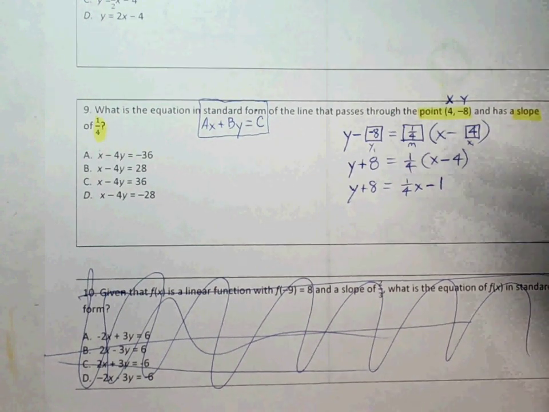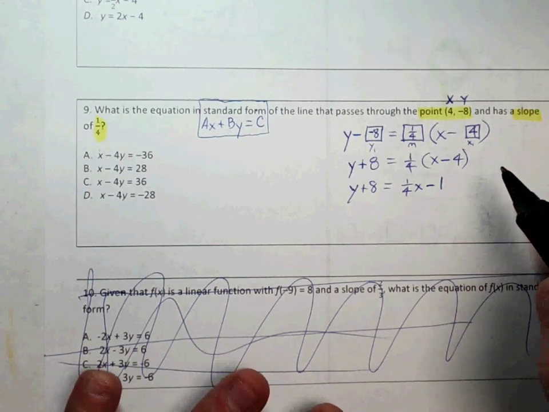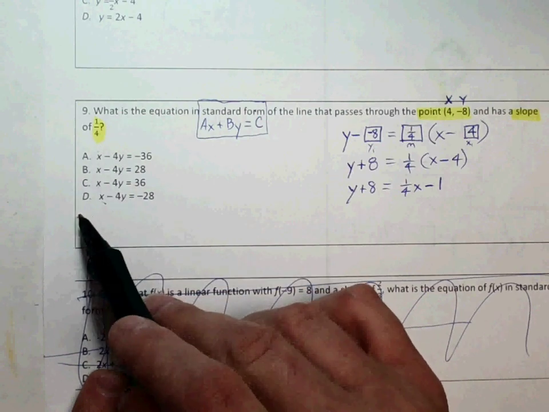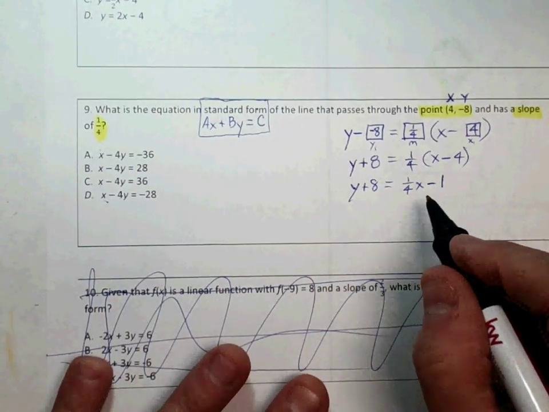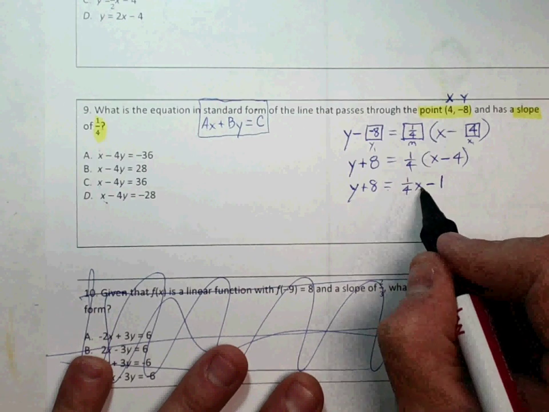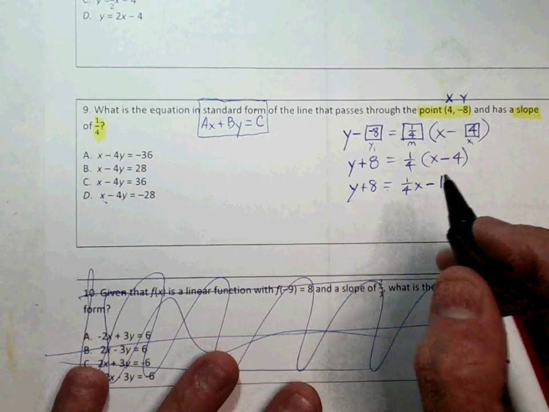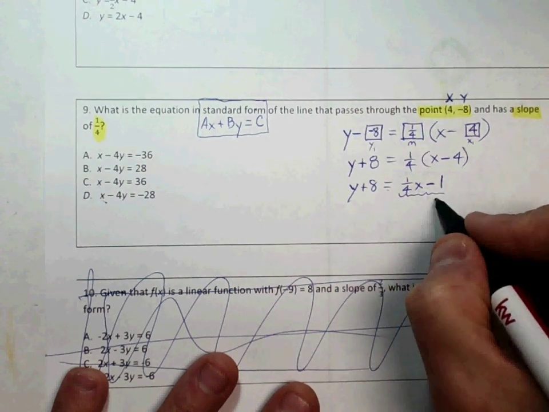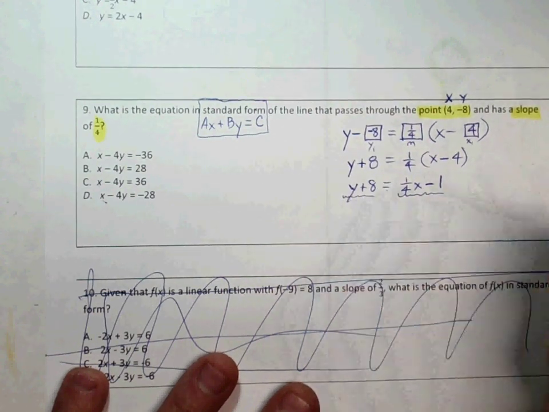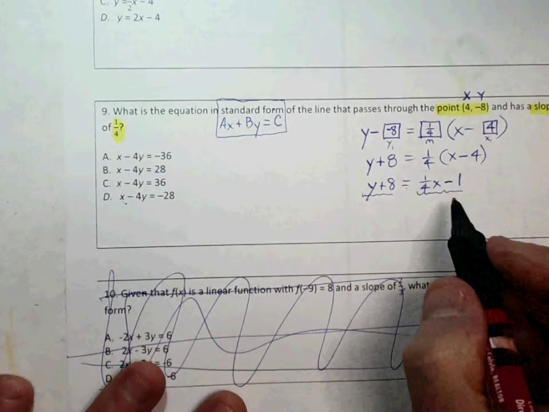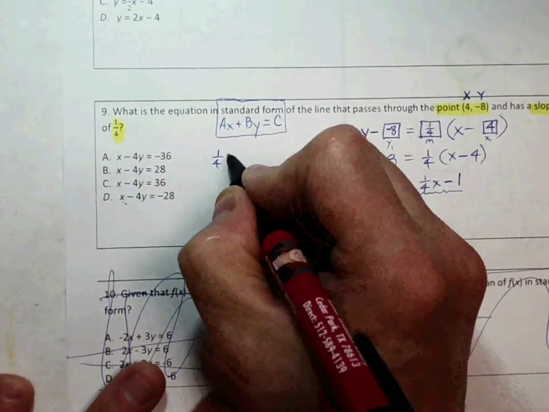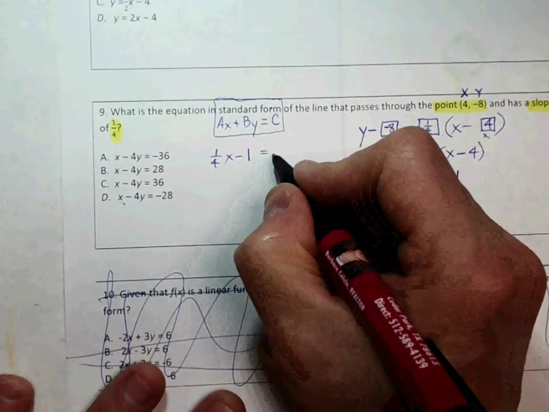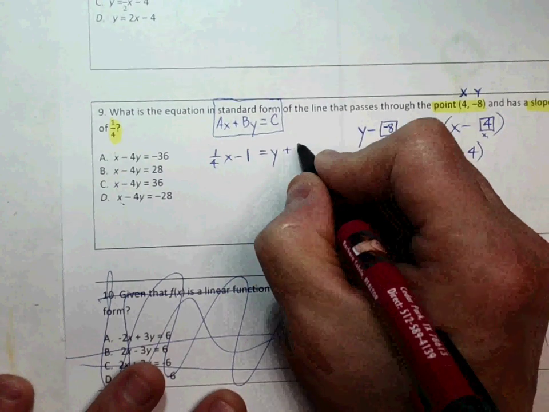All right, so now you notice that all these x's come first on the left-hand side. I'm going to call halftime, and I'm going to have these switch sides. So I'm just going to write all of this on the left side and all of this on the right, and you'll see why I'm doing that in just a second. So I'm going to write down 1/4 x minus 1 is equal to y plus 8.